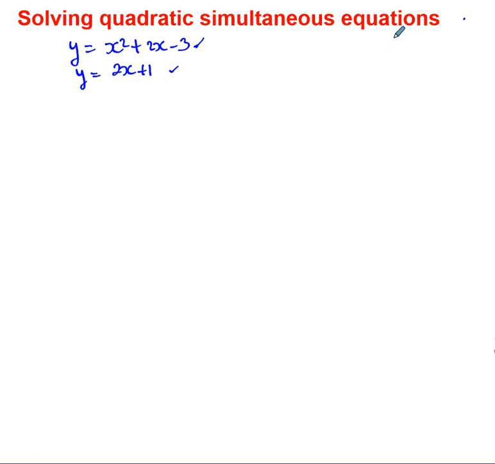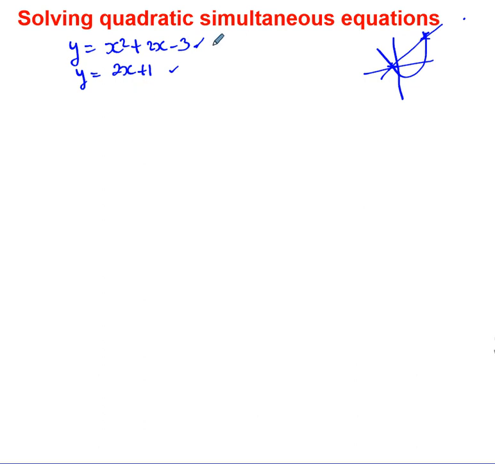So in this case, for example, you might have a quadratic curve like that if you were to draw the graph, and then you might have a linear straight line that looks like that. What we are trying to find is the point of intersection. That's what we call solving quadratic simultaneous equations.